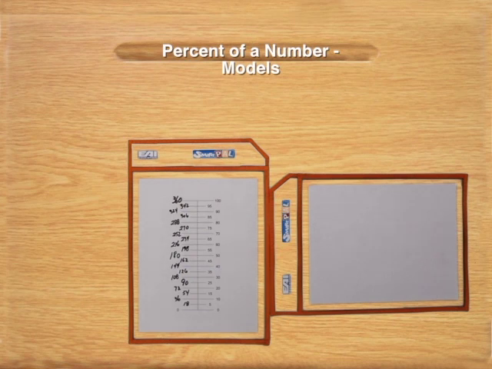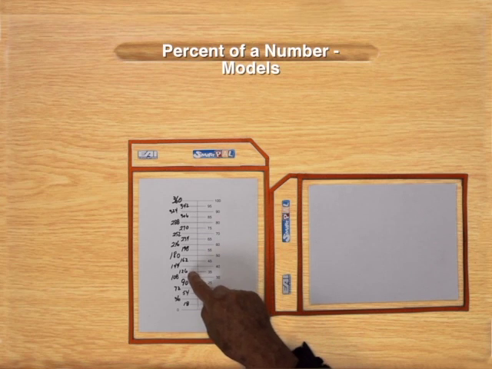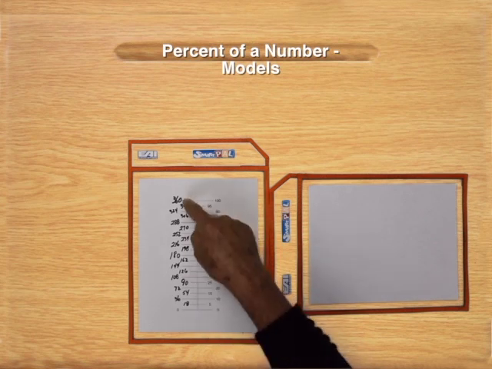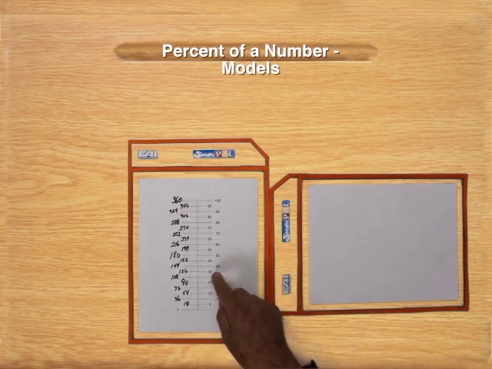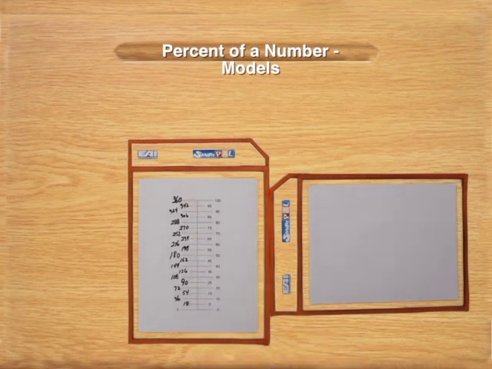Let's look at another one. 35 out of 100 is the same as 126 out of 360. So 35% of 360 is going to be 126. And so with this grid, we can find the percents of a number.